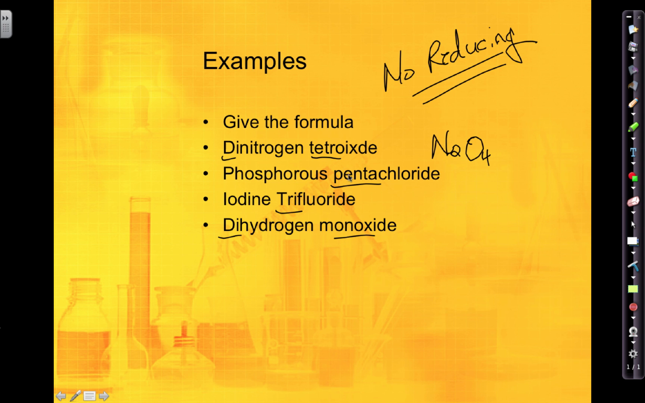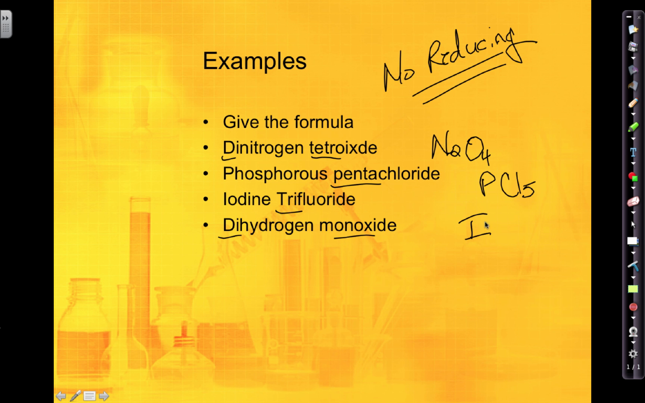All right, so phosphorus, penta. So there's that prefix. I know I just go with the prefixes. Phosphorus, there's only 1, so it's just P. And then chloride would be Cl. Well, there's penta, which would be 5. So PCl5.